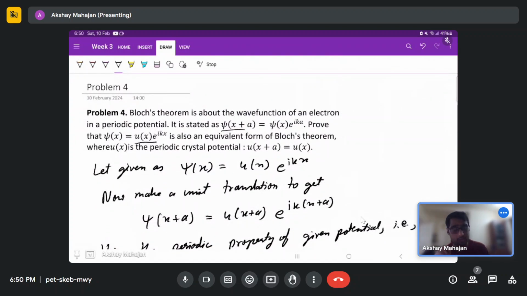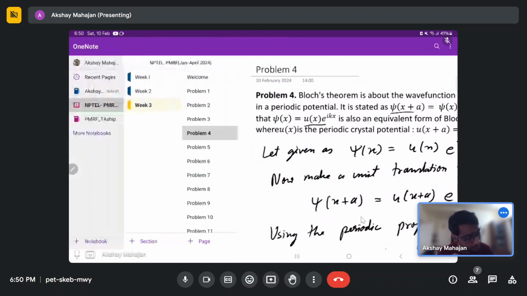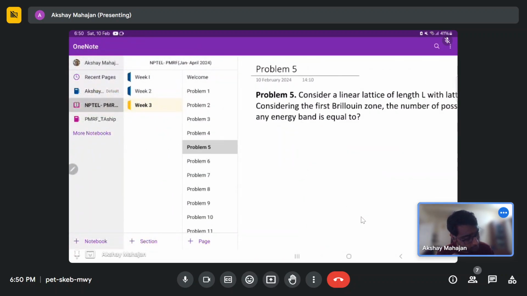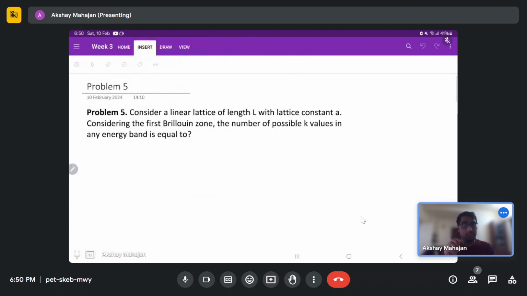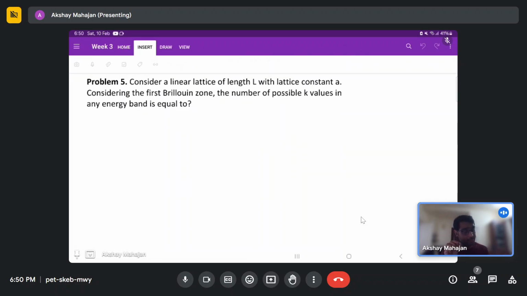All right, so let's go to problem number 5. Consider a linear lattice of length L with a lattice constant a. Considering the first Brillouin zone, the number of possible k values in any energy band is equal to what? So we have to find the number of possible k values in any energy band.